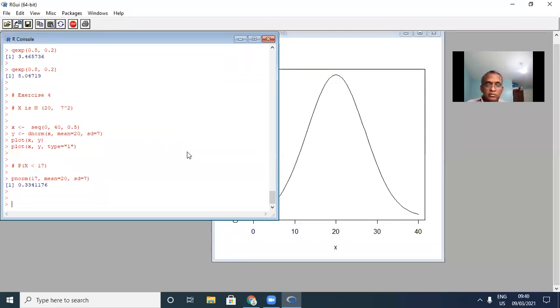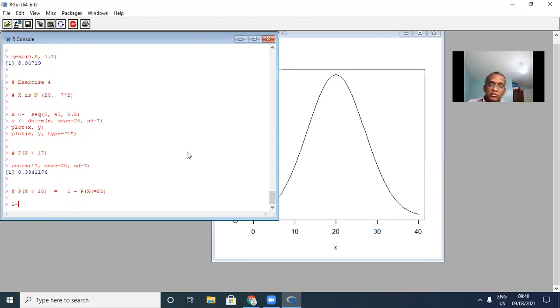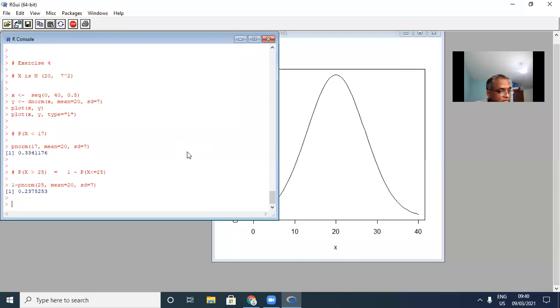Next, we want to find the probability that x is greater than 25. This you can write as 1 minus the probability that x is less than or equal to 25. So this is 1 minus pnorm at 25, mean equal to 20, and standard deviation 7. Okay, so this is the probability.